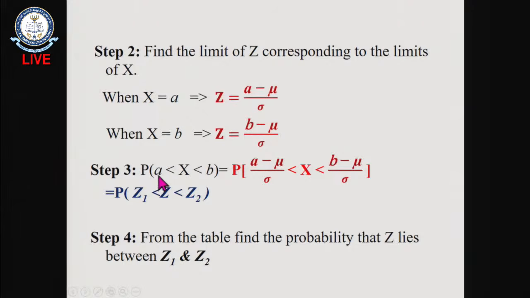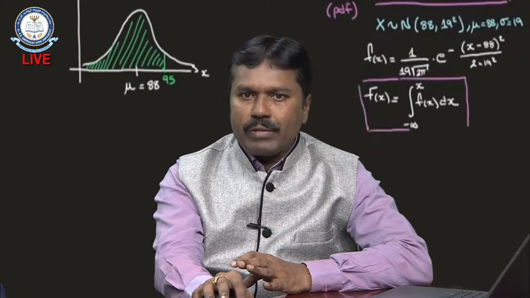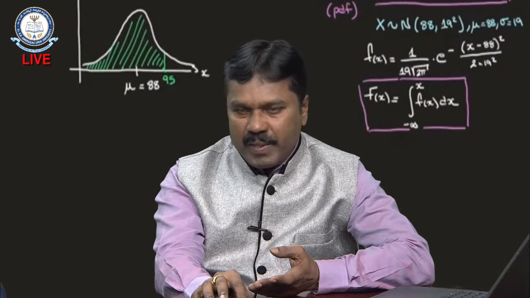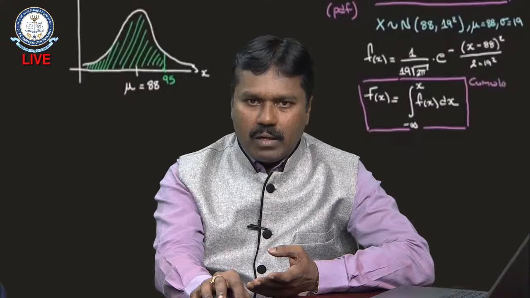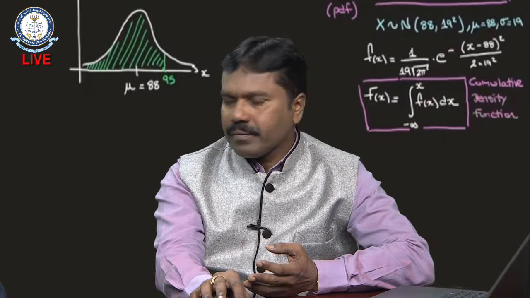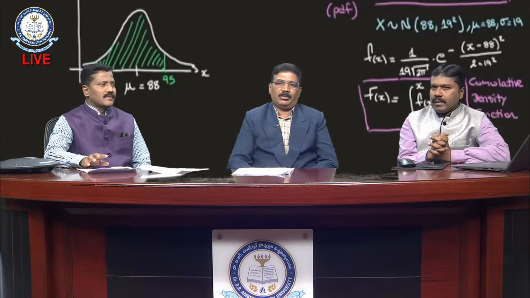My step number 3 is the probability of a less than x less than b. For that, we need to find the probability of a minus mu by sigma less than z less than b minus mu by sigma. When our data is transformed in terms of the standard normal variate, the first value I can assume as Z1 and the second value as Z2. My Z values always lie between Z1 and Z2 only. After getting Z1 and Z2, from the table find the probability of Z lying between Z1 and Z2. Based on these Z1, Z2 values, we will get the solution, that is, the area between Z1 and Z2 in the standard normal tables.